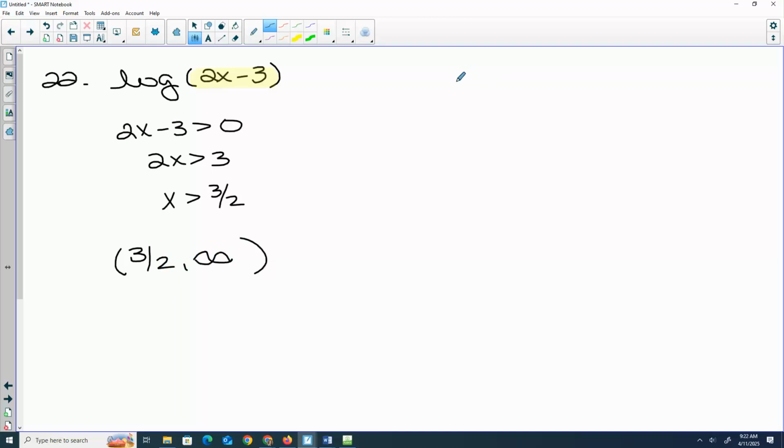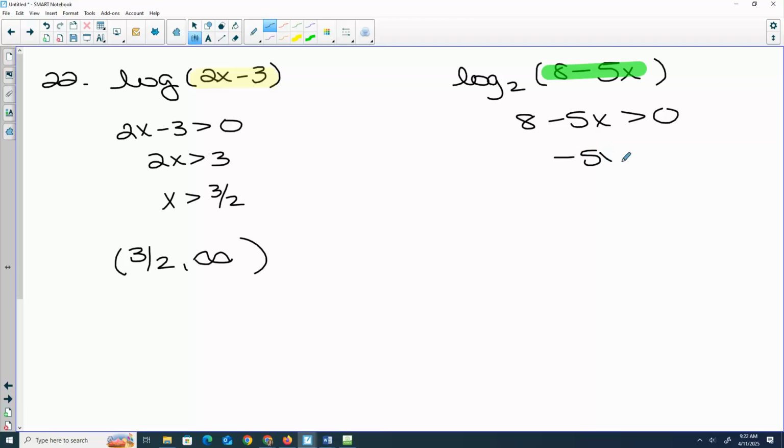On B, it doesn't matter what the base is. It doesn't matter if there's something else on the outside. All we care about, thing in parentheses, is greater than 0. So if I subtract my 8, dividing by a negative flips my inequality, so x is less than 8 fifths, so that's negative infinity to 8 fifths. So it's not the math that's hard on that, you just have to remember the rule, and we're using it every time we solve those equations and check our answers. The argument has to be positive.